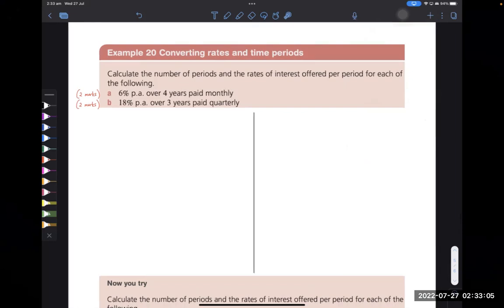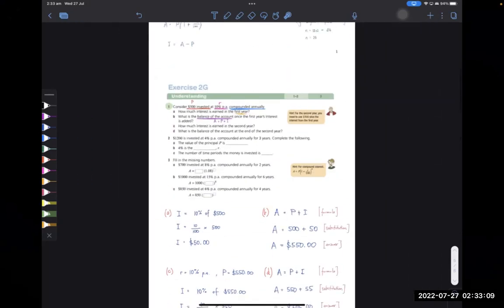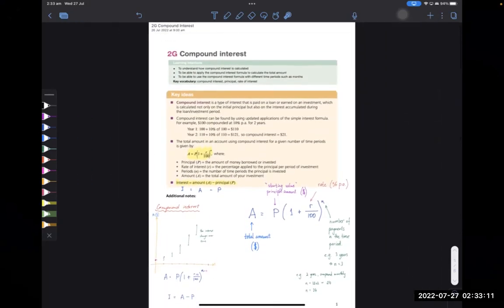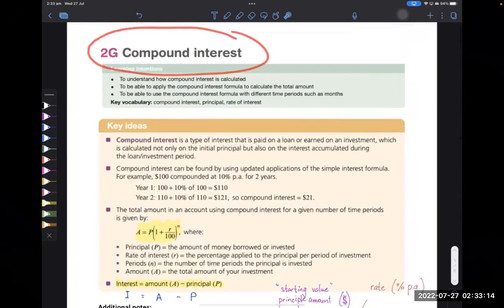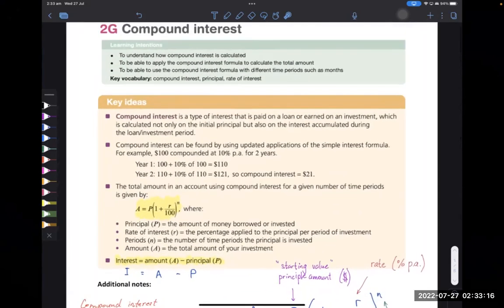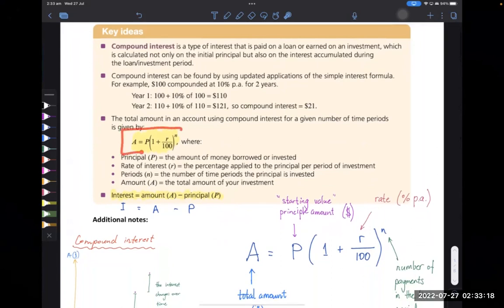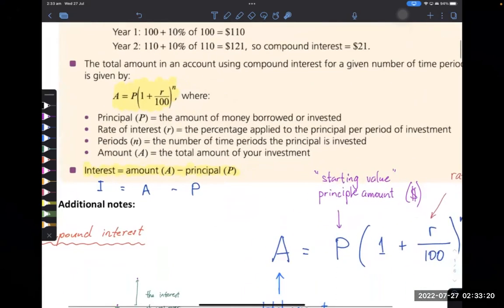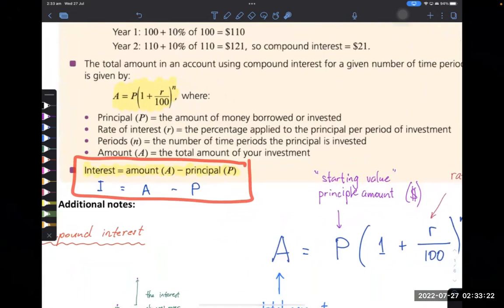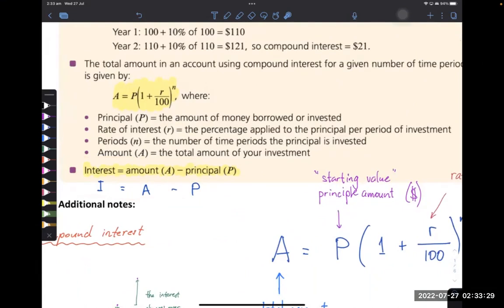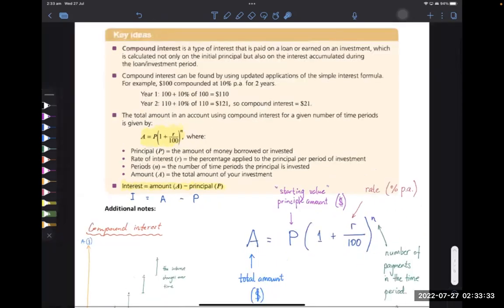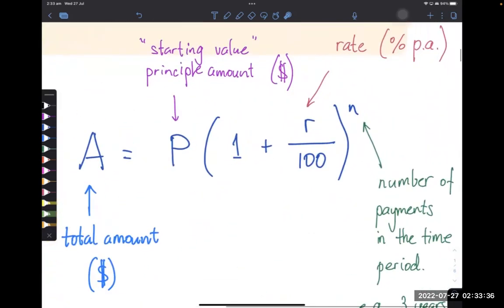I have the next lesson lined up, and this is continuing on for exercise 2G, which is about compound interest. In the part 1 video, we covered the compound interest formula, and we also have this section where we use the interest to find the amount of interest that you have, and that will be A minus P. We also labeled this equation here.